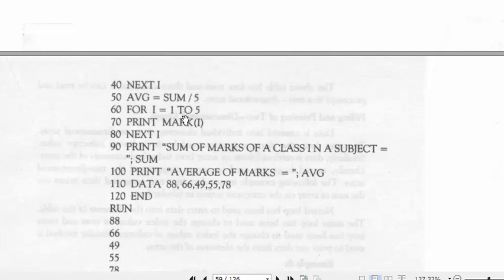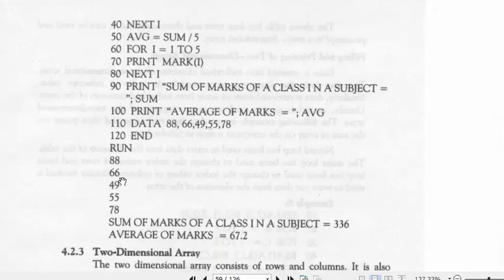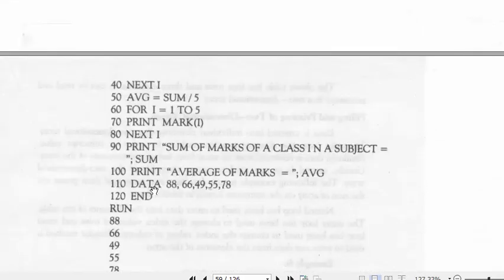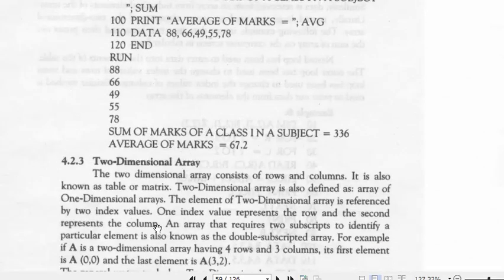For I equals 1 to 5, print mark I. Next I. Print sum of marks of class in a subject is equal to sum. Print average of marks, average. Data, and run: sum and average. So this is the example of a simple one-dimension array, or linear array, or 1D array.